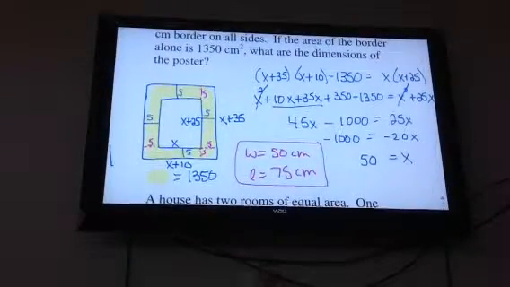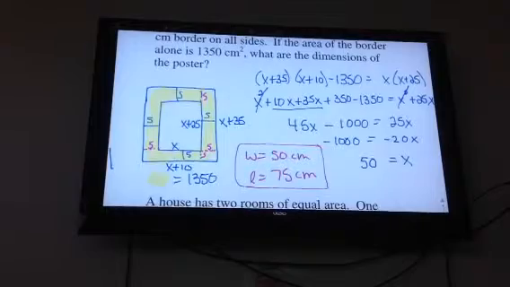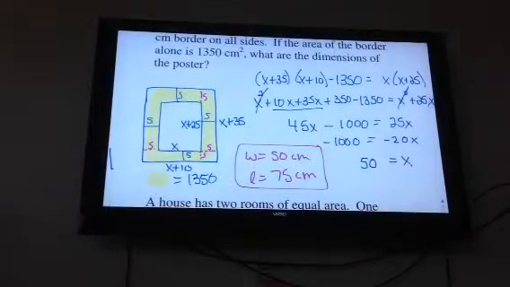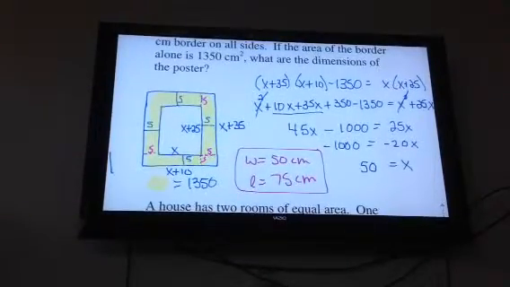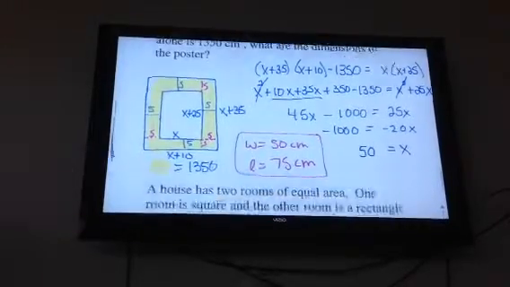Okay, so there's another type of area question where you're working with something that has a border on it. And we can do that two different ways. Okay? Okay, my last example.